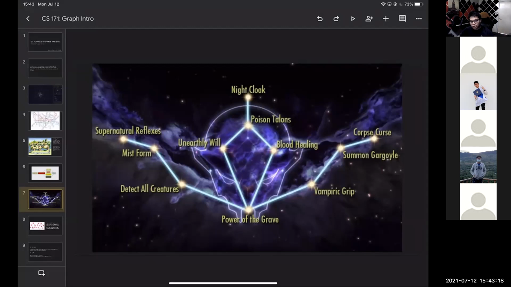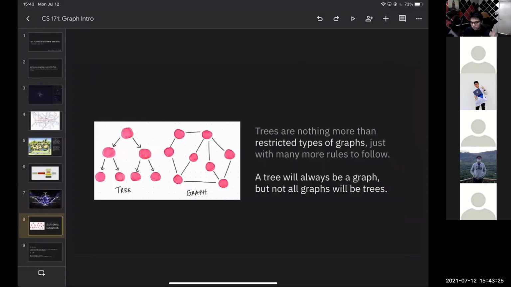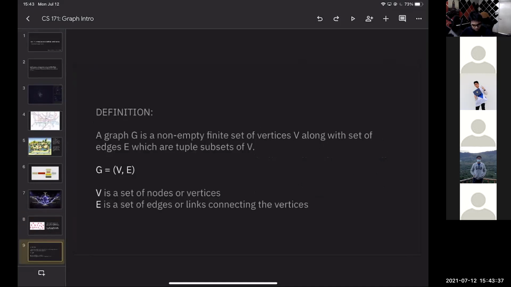So there's some sort of sequentiality to it, and trees and graphs are usually the best ways to represent these things. So do take note that trees are nothing more than just restricted kinds of graphs. A tree will always be a graph, but not all graphs are trees. So just keep in mind. Okay, so some notation, this is the formal definition of what a graph is. A graph G is a non-empty finite set of vertices V along with a set of edges E, which are essentially tuple subsets of V.